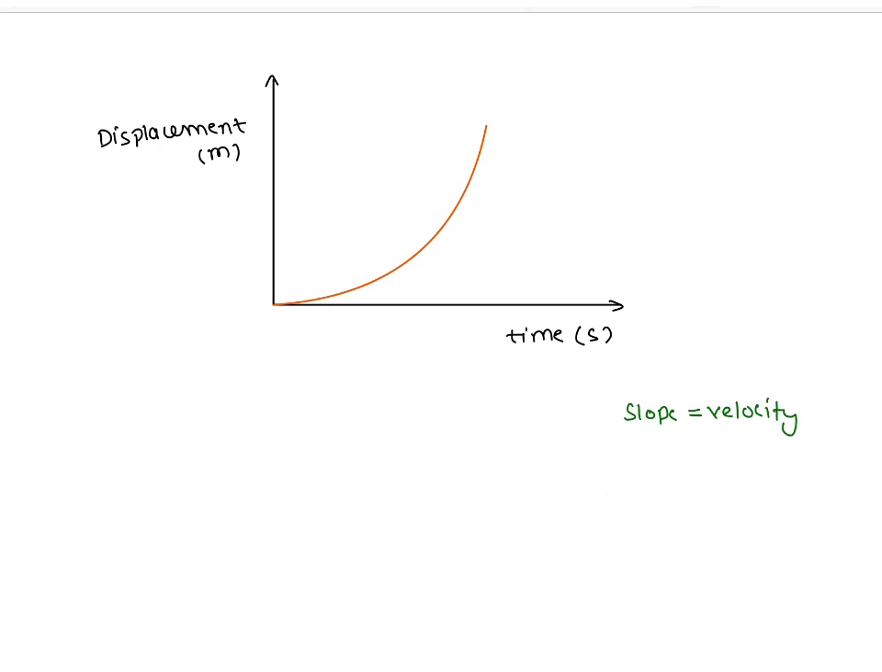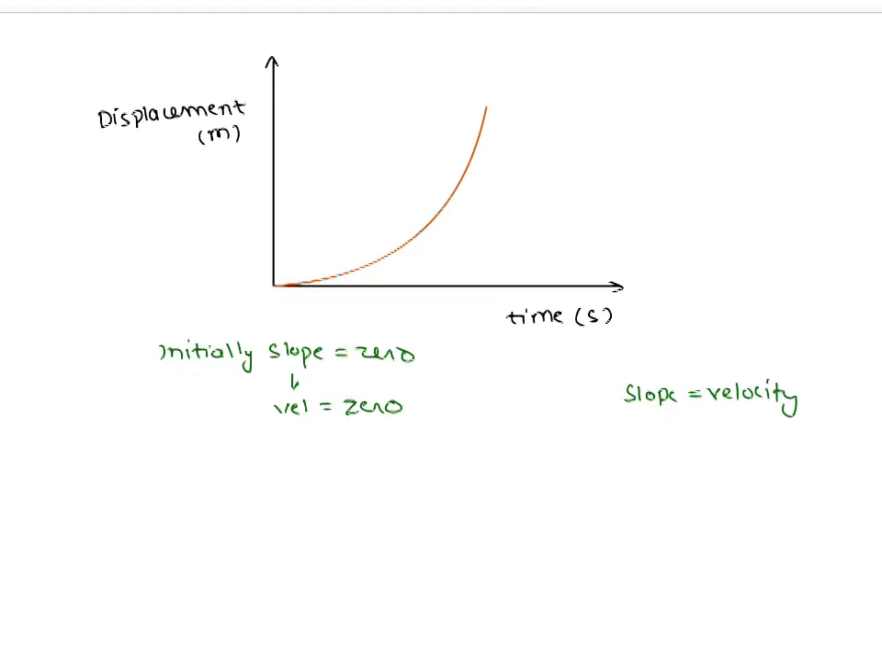So here, if you see this initial point, why am I saying this initial point? Because here time is 0. So at the initial point, you can see that the slope is 0. So I can say initially the slope is 0. And what is slope? Slope is velocity. So I can say that initially velocity is 0.